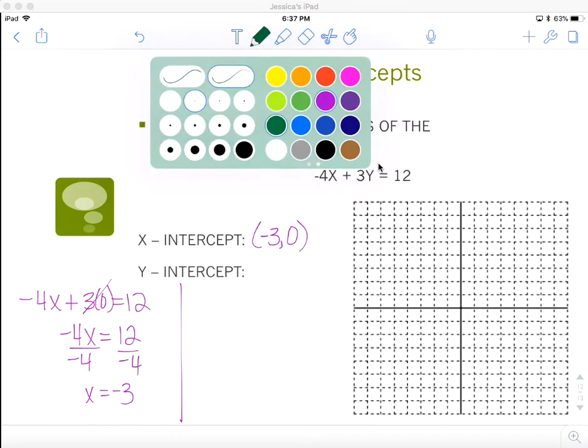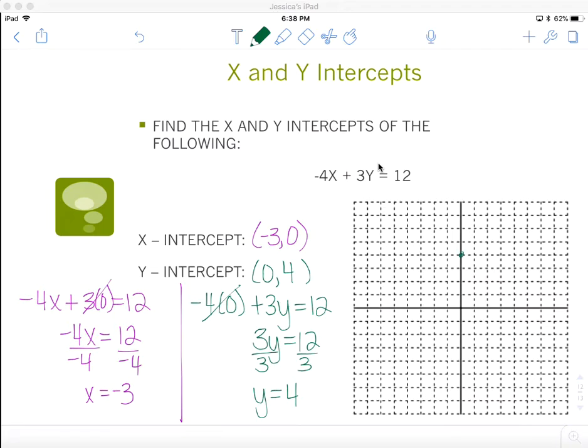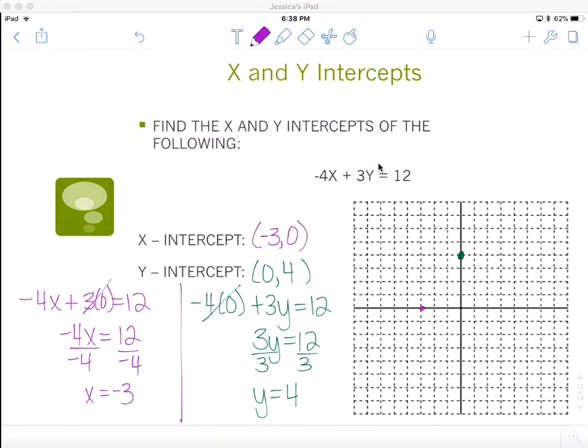For my y-intercept, I'm going to plug in 0 for x. So I have negative 4 times 0 plus 3y equals 12. Negative 4 times 0 cancels out. And if 3y equals 12, then when I divide by 3, y is 4, meaning that my y-intercept is 0, 4. Now when I plot these 2 points, I have 0, 4, and I have negative 3, 0.